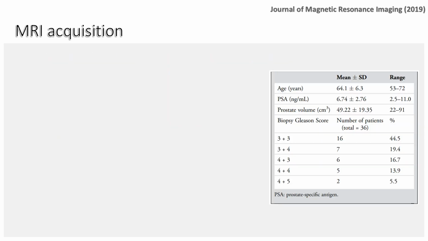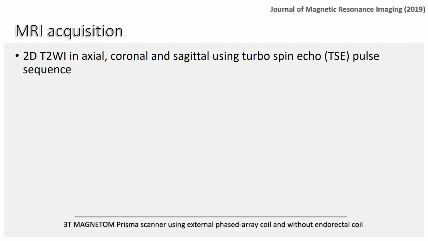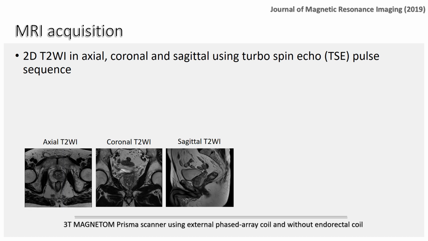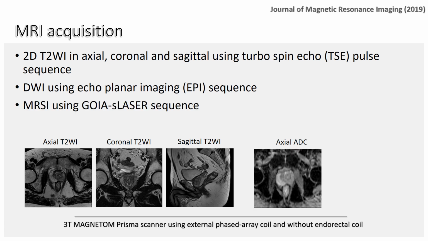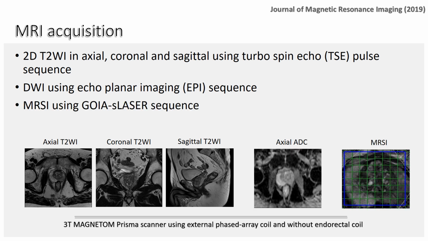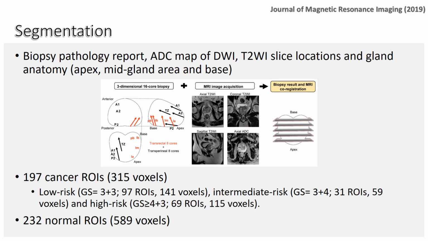In this study, 36 men with biopsy-proven prostate cancer underwent 2-dimensional T2WI in axial, coronal, and sagittal planes using turbo spin echo pulse sequence, DWI using echo-planar imaging sequence, and MRSI using GOIA sLASER sequence. Imaging was performed on a 3 Tesla Prisma scanner using an external phase array coil and without an endorectal coil. For lesion delineation, radiologists visually matched the apparent diffusion coefficient map of DWI, T2WI slice locations, and gland anatomy.